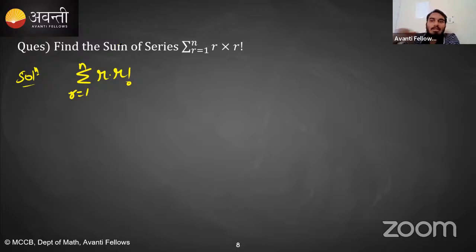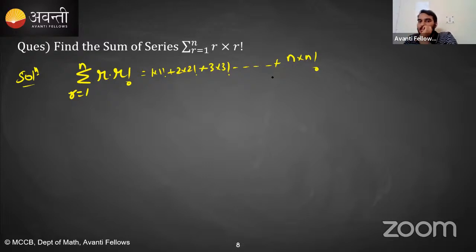Students, see, in this question, if you go with this method, that if you put r equal to 1, like 1 into 1 factorial, then 2 into 2 factorial, then 3 into 3 factorial, like this, and last n into n factorial, it is very hard to sum this. That means we need some different method to add this.